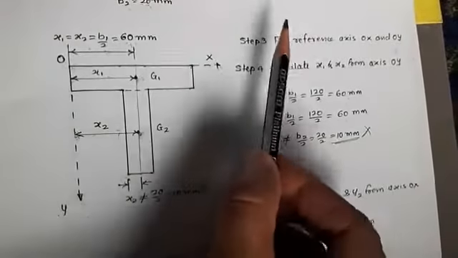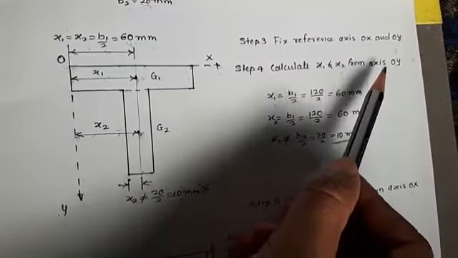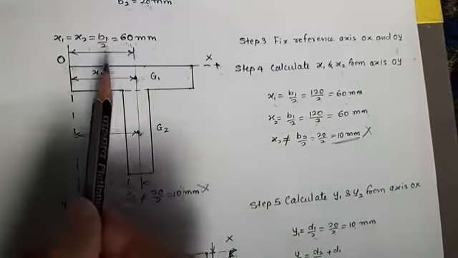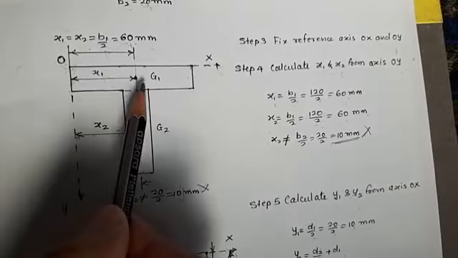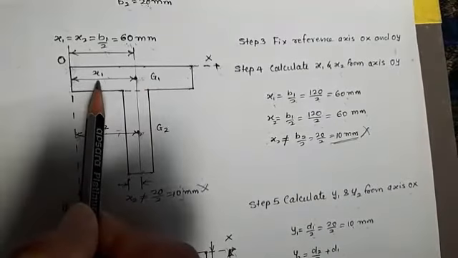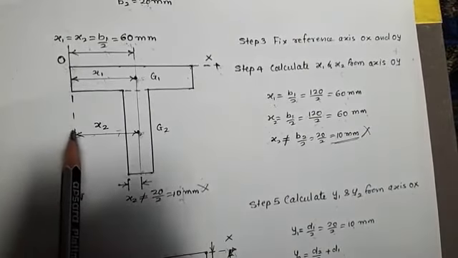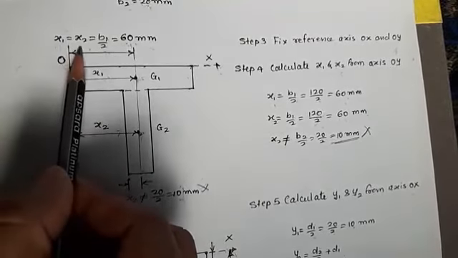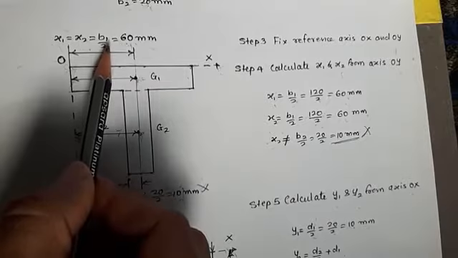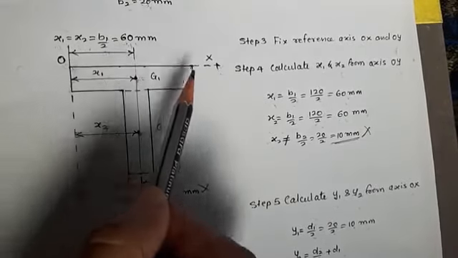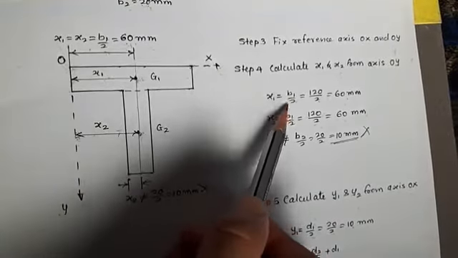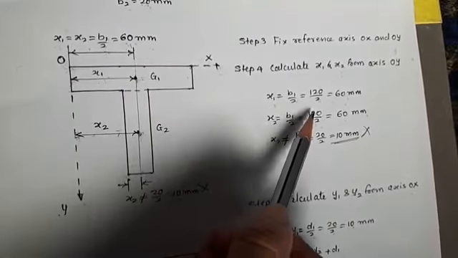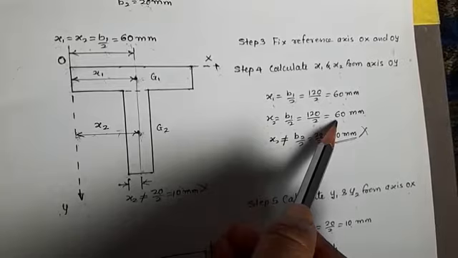Now the next step is to calculate x1 and x2 from the axis OY. This vertical line is the reference axis OY, and from OY up to G1 is the distance x1. From this reference axis OY up to G2 is x2. In this case x1 and x2 are equal, and both of them are B1 by 2, that is 60 mm. So x1 is equal to B1 by 2, 120 by 2, that is 60 mm. x2 is equal to B1 by 2, 120 by 2, that is also 60 mm.